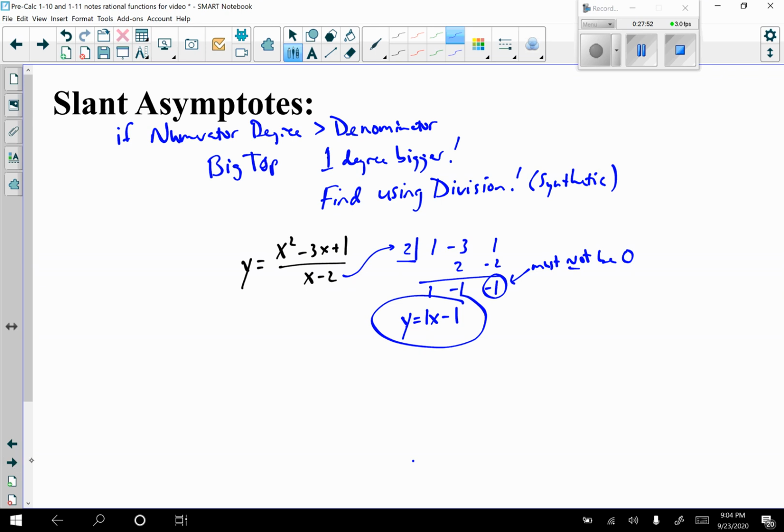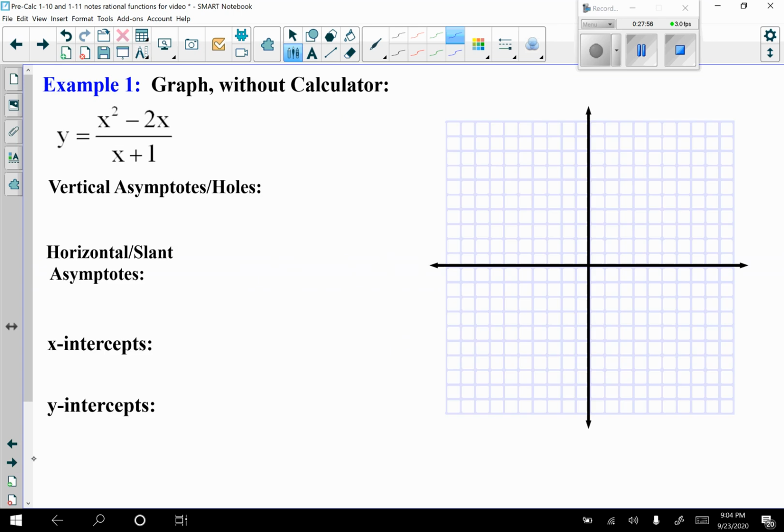It gets close to that line. Let's do that with an actual example here. So we can factor this one, x times (x minus 2) over (x plus 1). So that'll help us find some things. Nothing cancels, no holes. Vertical asymptote, x equals negative 1, from the x plus 1 on the bottom. So x equals negative 1.